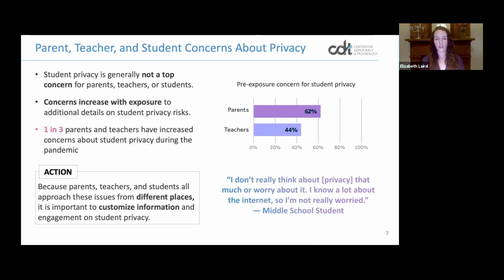And then the other factor that is increasing concerns around privacy is the pandemic. 1 in 3 parents and teachers have increased concerns about student privacy as a result of the pandemic. But you can see in the graph there that 6 in 10 parents are concerned about privacy as compared to 4 in 10 teachers. And so the takeaway here is that people are going to come to this issue from very different places. And it's incumbent on schools and policy leaders to meet people where they are. And that's going to be in a different place, even among the groups that we're talking about.